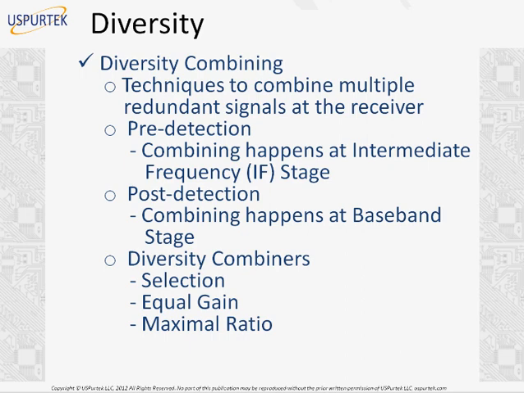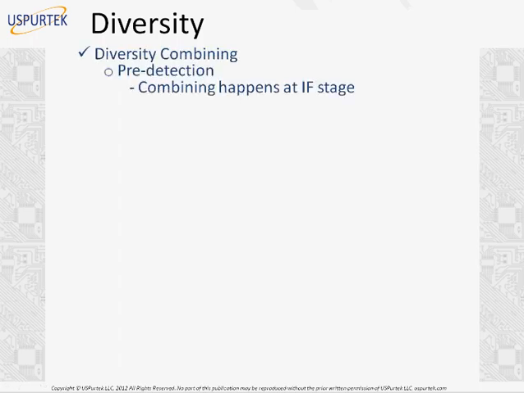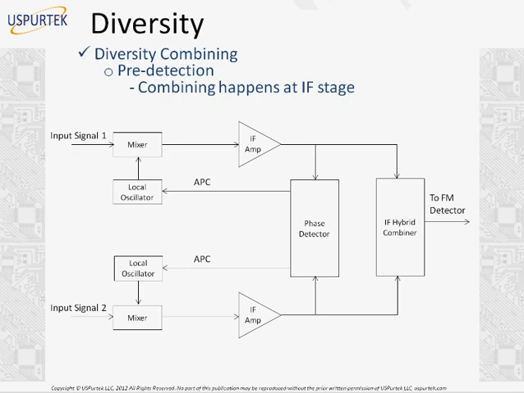Let's move on to the next one. Diversity combining. How do we combine these multiple signals from multiple antennas? Techniques to combine multiple redundant signals at the receiver. Now, these could be combined based on what stage you are combining the signals. You could use pre-detection, which means combining happens at the IF stage, or intermediate frequency stage, before you extract the baseband signal. Or you could use post-detection, where combining happens at the baseband stage. And based on how we do the combining, there are 3 different types of diversity combiners: selection, equal gain, and maximal ratio. Let's talk in a little more detail about all these subtopics.